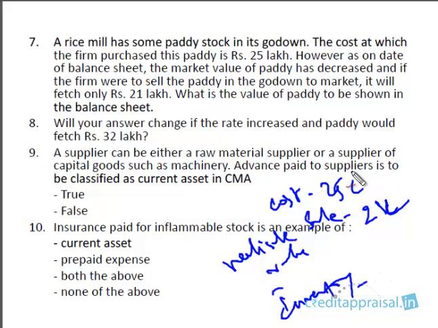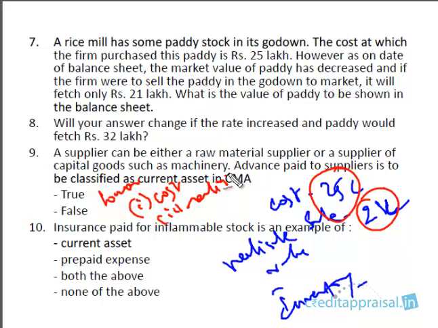Which figure are you going to show? Are you going to show 25 lakhs or 21 lakhs? Please refer back to the discussion where we discussed inventory. In the segment under inventory, we said that the balance sheet inventory value should always be the lower of one, the cost, and two, the realizable value. Out of these two, whichever is lower, you show it. So since 21 lakhs is lower, you have to show 21 lakhs.